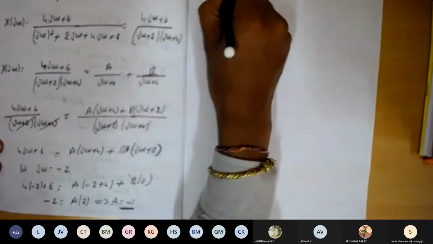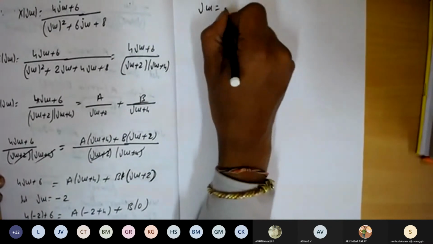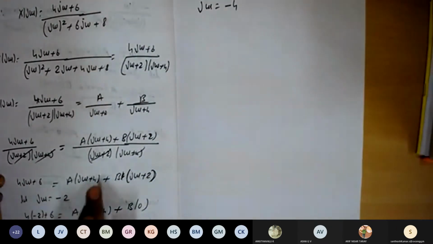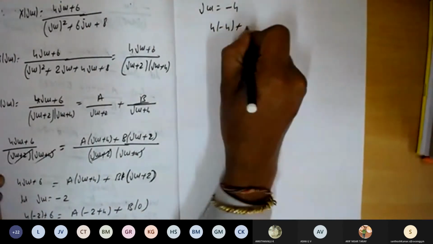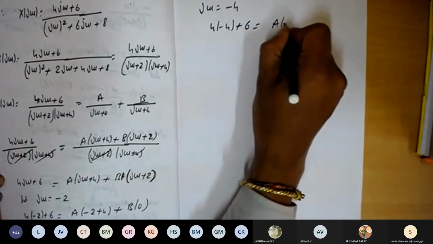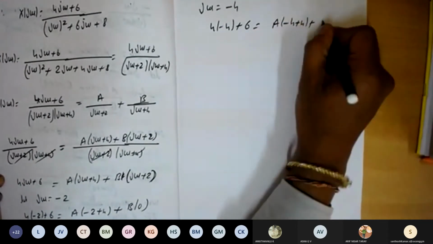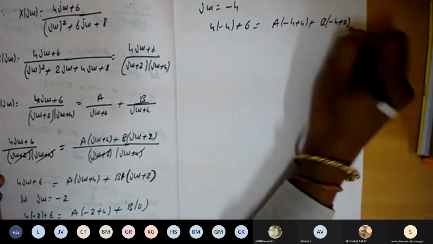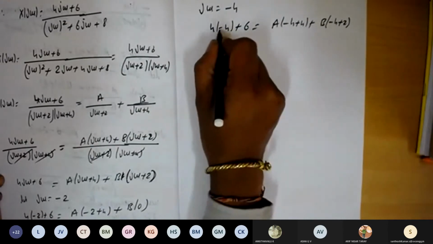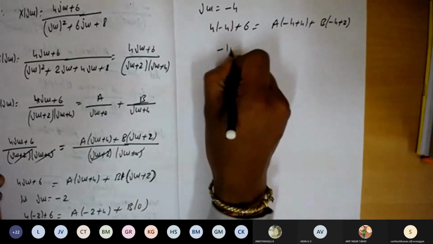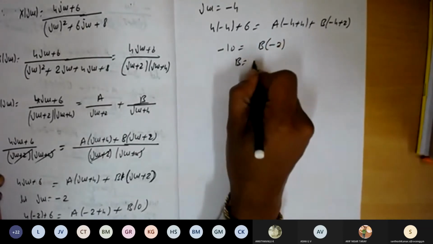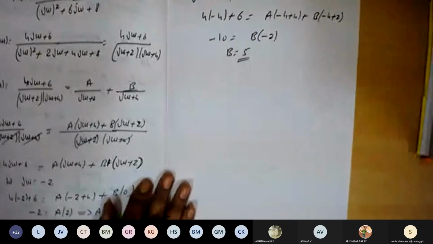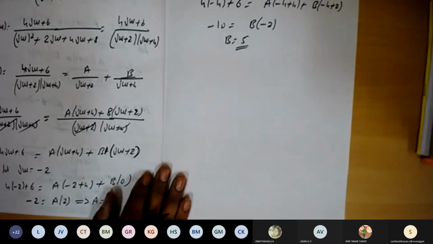for b. So we'll substitute j omega is equal to minus 4, so that the a term will get cancelled. So 4 into minus 4 plus 6 is equal to a into minus 4 plus 4, plus b into minus 4 plus 2. So 4 fours are minus 16. Minus 16 plus 6 will become minus 10 here. And this is 0. So this is b into minus 2. So this implies that b is equal to 5.